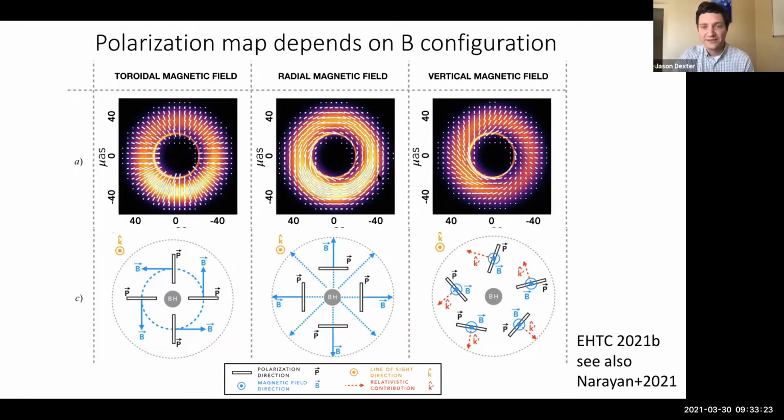Great. Okay, and the only other thing I would point out is that the toroidal magnetic field case or radial, but focus on the toroidal, if you were to go around this once, you would twice see both linear polarization vertical and horizontal in one oscillation. So that'll become important in a second.